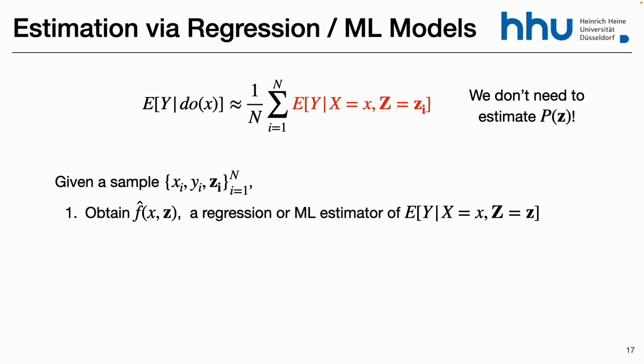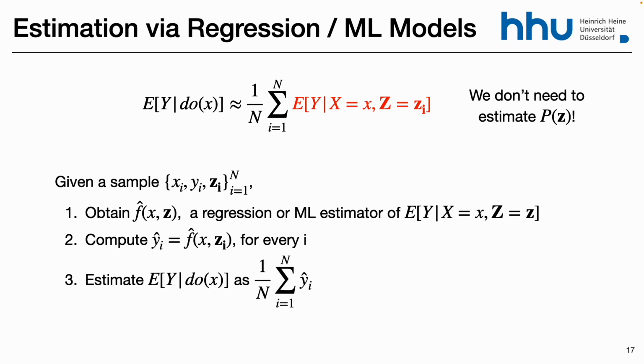So first, we obtain a regression or machine learning estimator of this expectation, and everyone here can do that. The second part is to get the predicted value of y for every z in our sample, right? So we use our sample to estimate this, then we evaluate our function for every zi. So this is going to give us the y hat, the predicted value of the y's.